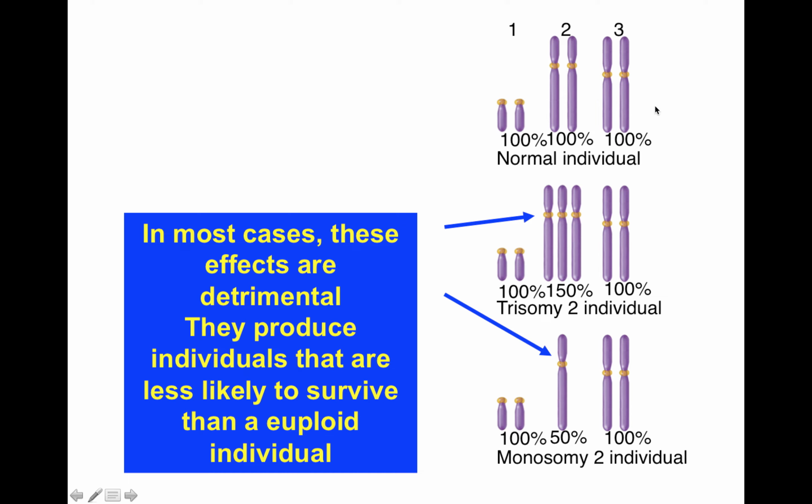This diagram indicates that normally you have 2 copies of each chromosome, but sometimes you might end up with 3 copies of one chromosome or 1 copy of a chromosome. Usually monosomic individuals don't survive, and it's actually quite a rare occurrence for individuals to survive with 3 copies of a chromosome.